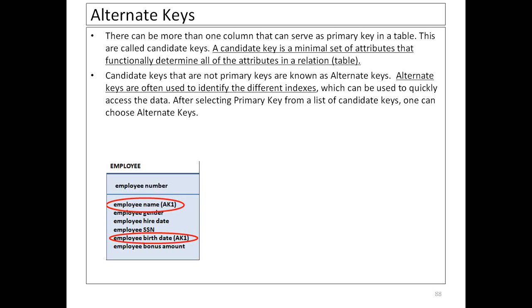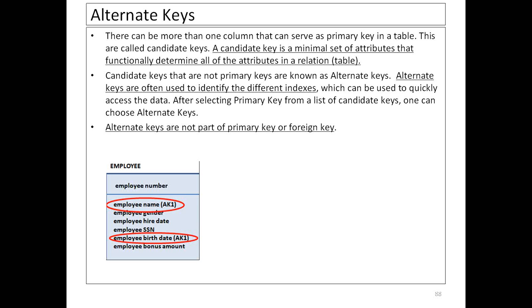Candidate keys which are not primary keys are designated as alternate keys, and they are often used to identify different indexes which can be further created to access data more efficiently. After selecting primary keys from a list of candidate keys, one can choose alternate keys. The primary key is always chosen with the consent of the business, because it is the business who knows its data very well and better than the data modeler.